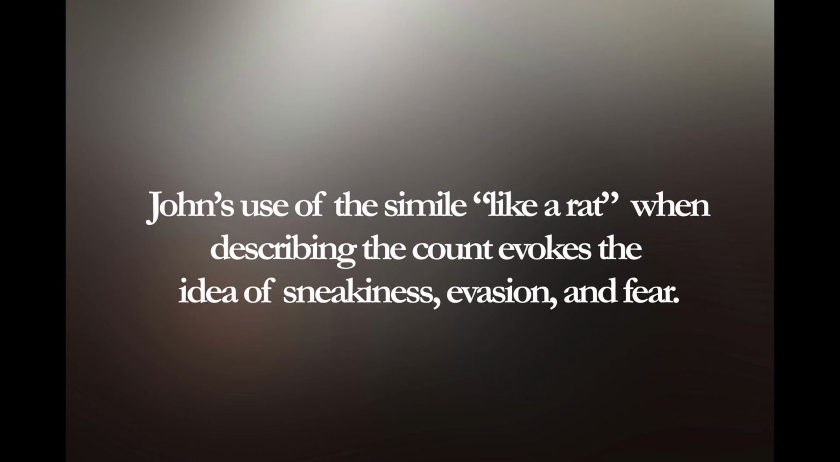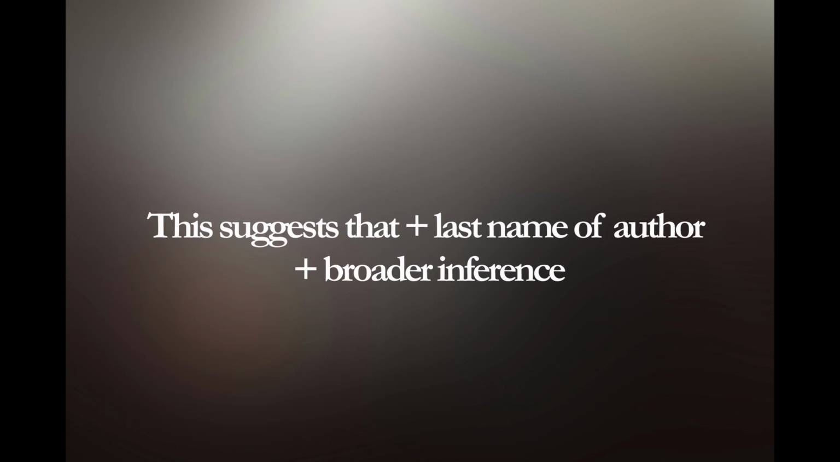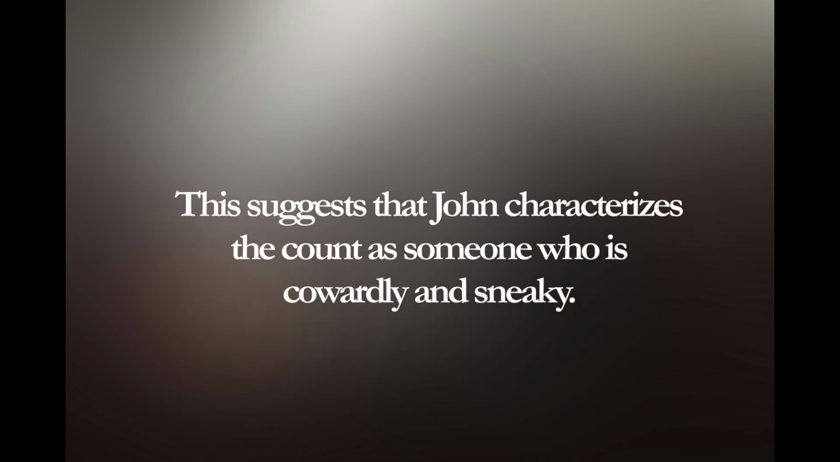Now, to make further inroads in this analysis, or in other words, to get to our level 2 analysis, we must consider what this simile tells us about the Count. What does this tell us about the character being mentioned? The template for a broader inference looks something like this: "This suggests that" plus last name of author plus broader inference. So in our example, it might look something like this: "This suggests that John characterizes the Count as someone who is cowardly and sneaky."